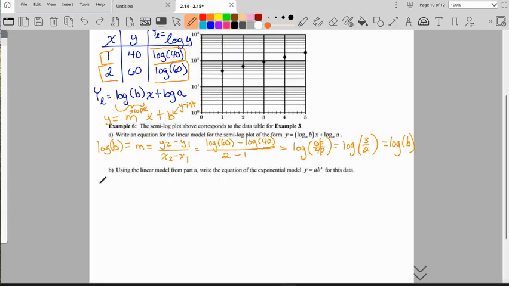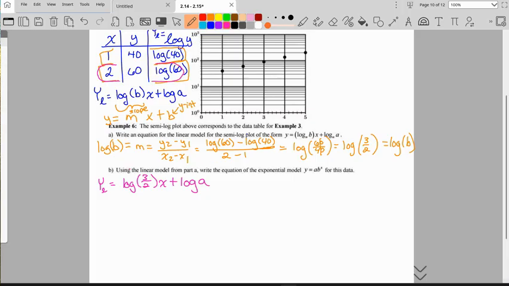We said it's y sub L, the log of y, is the log of b, which we just found was log of 3/2, times x. And now we still need the log of a. We still don't know what the log of a is, so we need to solve for it. The way we're going to solve for it is we're going to use one of the points from our graph. So I'm going to choose this point right here.